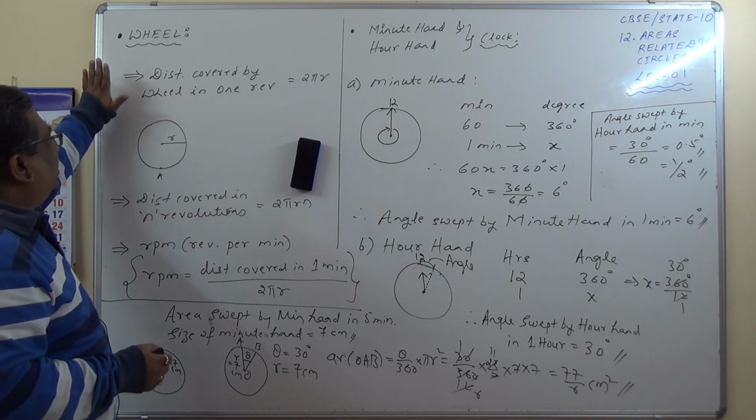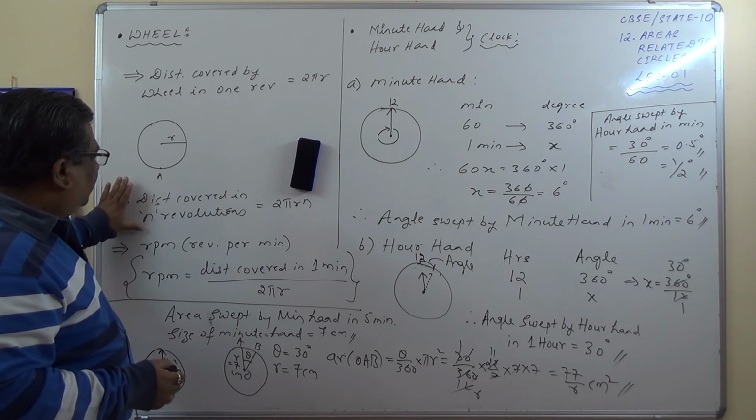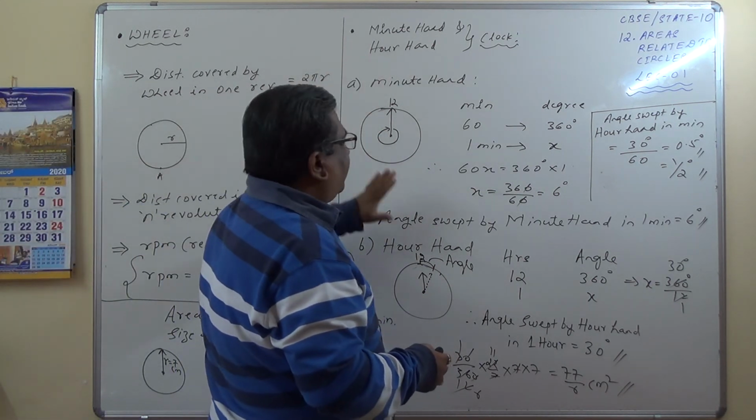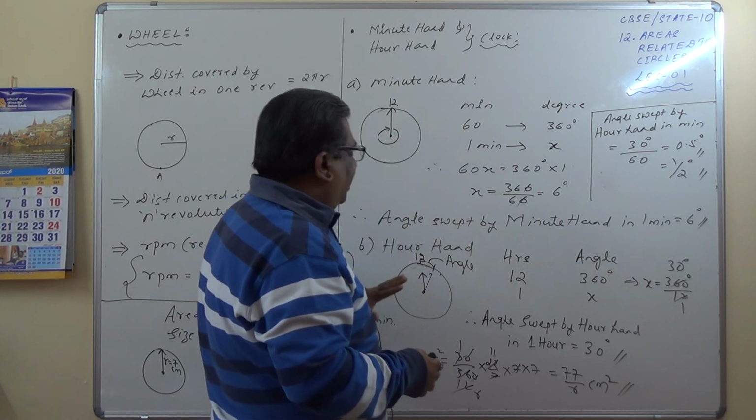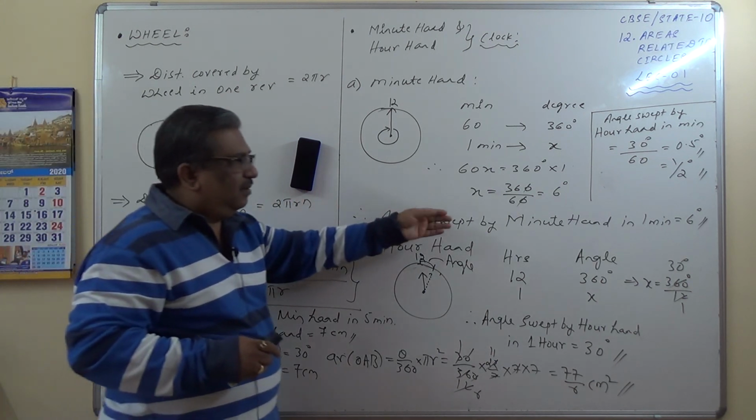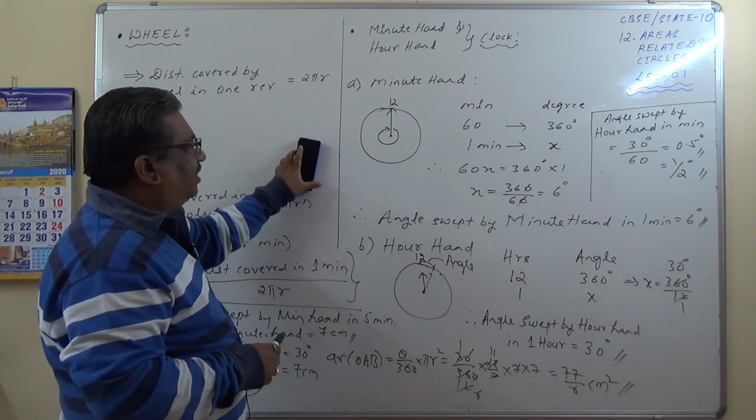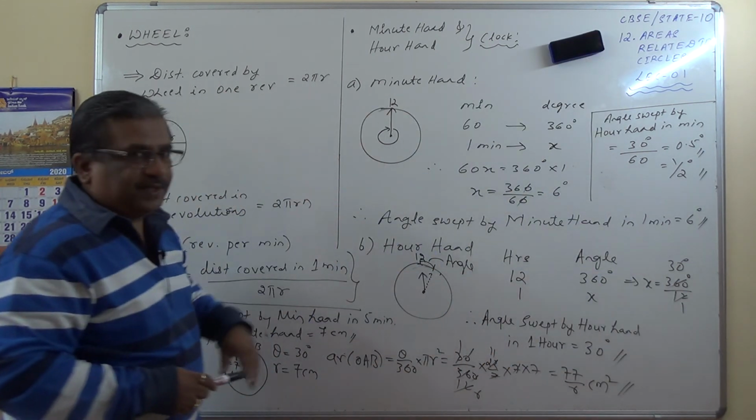Very important is distance with respect to the wheels and the RPM, distance covered by n revolutions, and with respect to minute hand and hour hand, how to calculate the angle swept by a minute hand and hour hand in 1 minute and in 1 hour basically. So make a note of all these things. Okay, make a note of this one first.